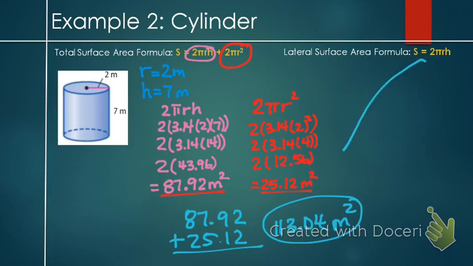Okay, and then our lateral surface area is the first part of our formula. So if you look, it's the same. It's S equals 2 times pi times r times h, which we already found. It's the one that's in the pink. So our lateral surface area is 87.92 meters squared.